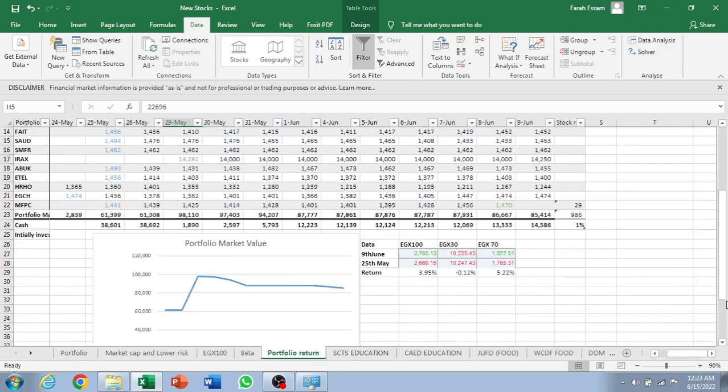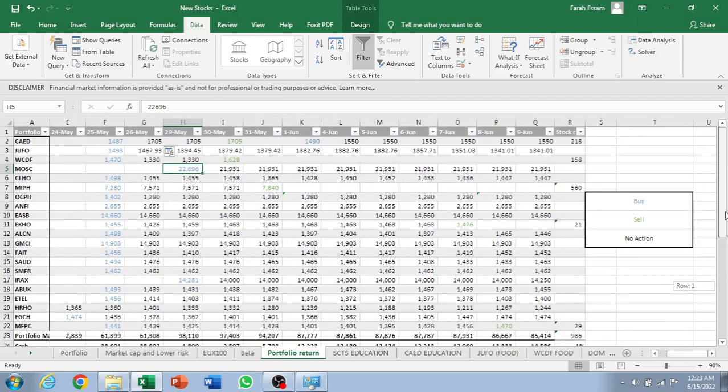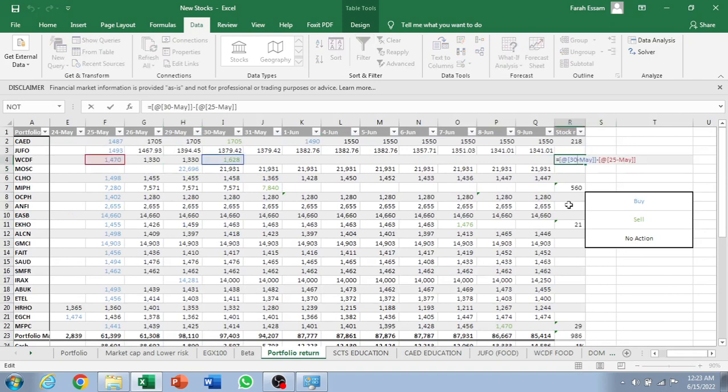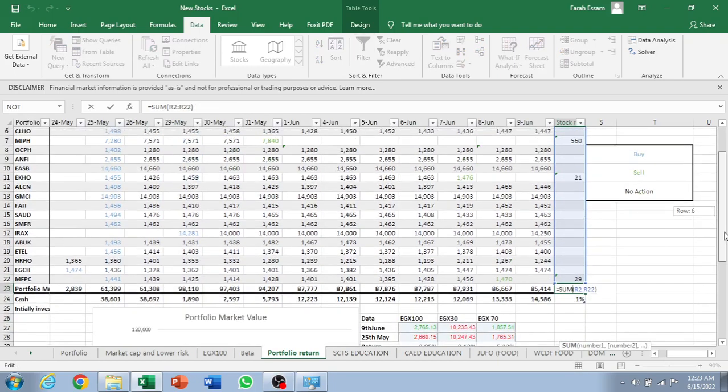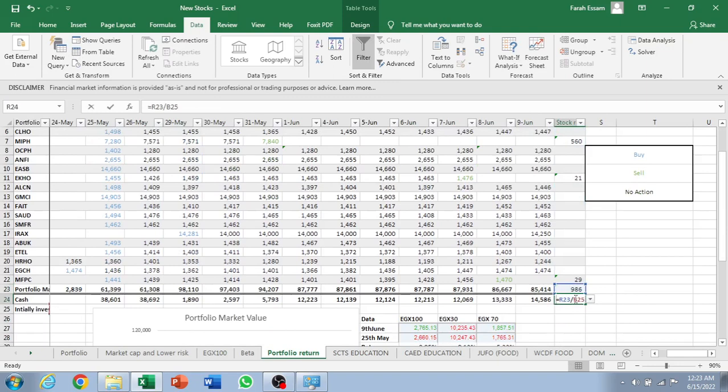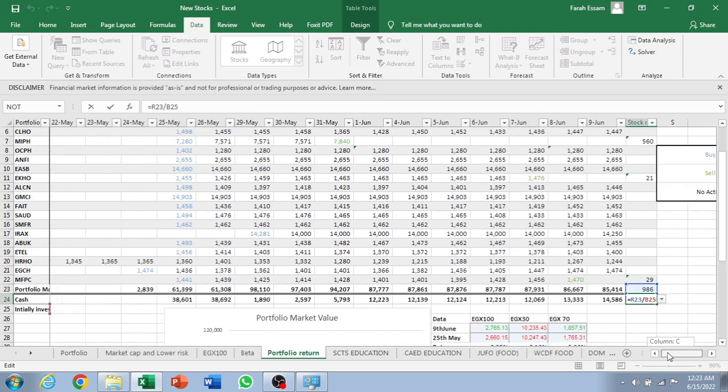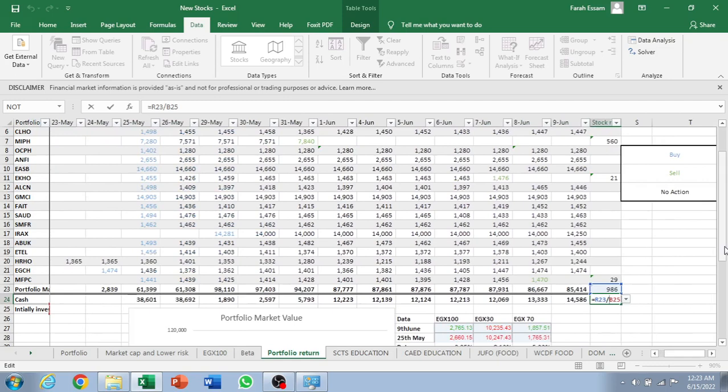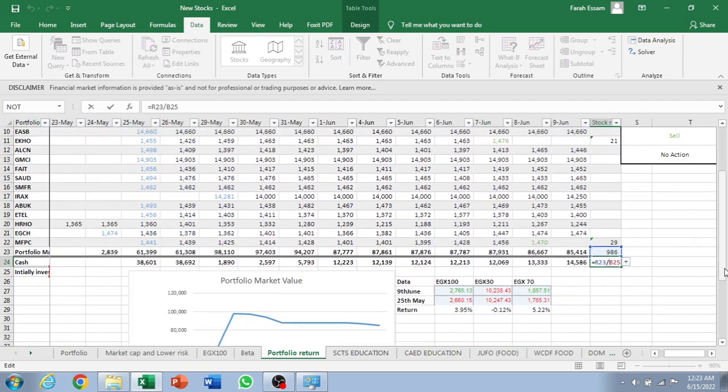At the end of the period, I calculated the return on each stock by simply getting the selling price minus the purchase price, and I summed all of the returns for all stocks, and after that I just divided this amount by the initially invested amount to get the percentage of the return, and I got a return of 1% over a 2-week period.